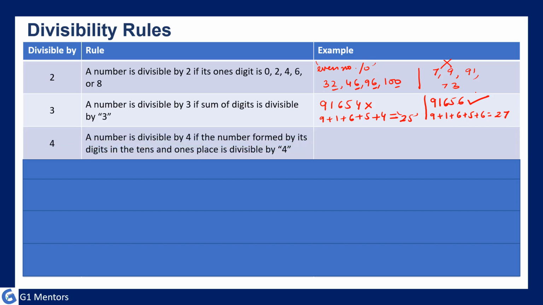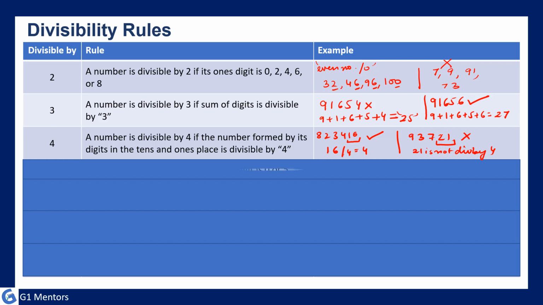Now let's see the divisibility rule of 4. A number is divisible by 4 if the number formed by its digits in the tens and ones place is divisible by 4. So now let's try to write the number 8, 2, 3, 4, 1, 6, any big number. So the tens digit is 1 and the ones digit is 6. Since 16 is divisible by 4, this complete number is divisible by 4. So let's take another example, 93721. Since 21 is not divisible by 4, this number is not divisible by 4.